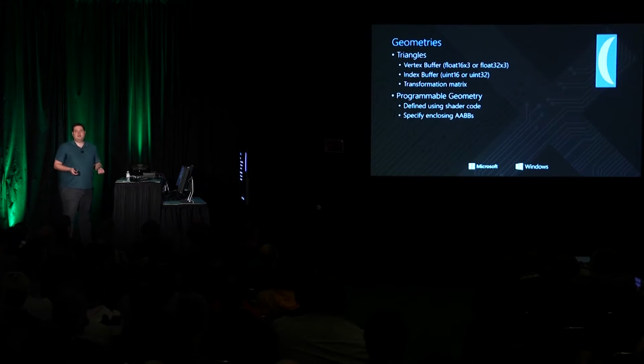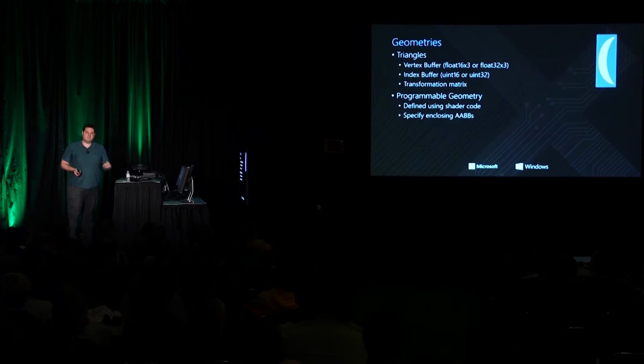Now, the fundamental building block of these acceleration structures is a geometry. In DXR, these come in two flavors. The first is simple triangle geometries. You'd be very familiar with these. They're comprised of a vertex buffer and an index buffer. Your vertex buffer can be 32 or 16-bit float3 formats, index buffer 16 or 32-bit uints. Along with the geometry, you specify a transformation matrix as well to specify where within that instance that geometry lies.